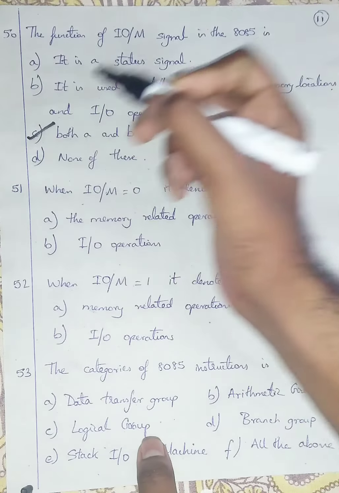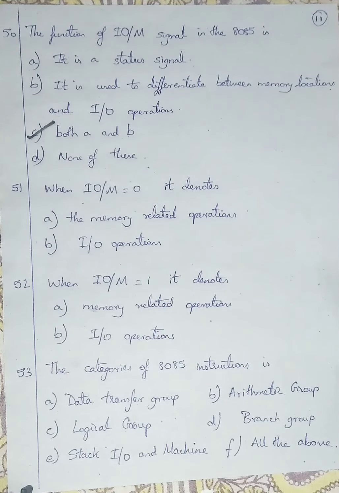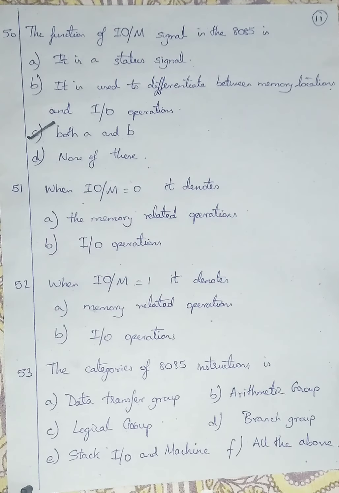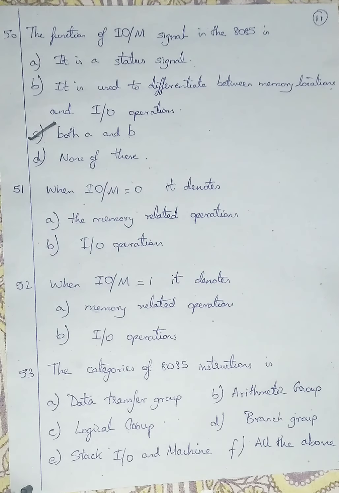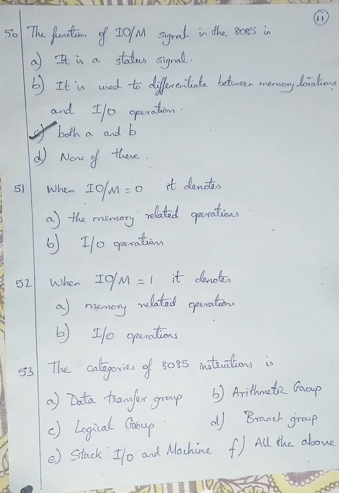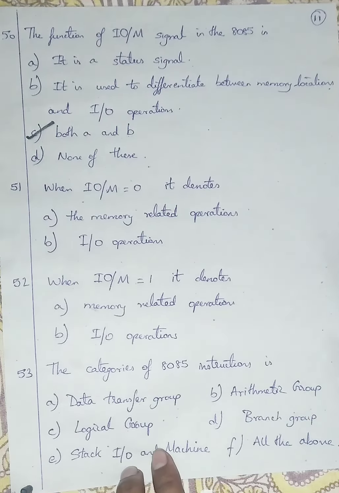The IO/M signal should show the status, whether an input output operation is going on or whether a memory operation is going on, so it comes under status signal. It should also differentiate between memory locations and input output operations, whether already stored data is taken or new data is being processed from an input output. All that is set by the input output memory signal. So I'm going with option C, both A and B.